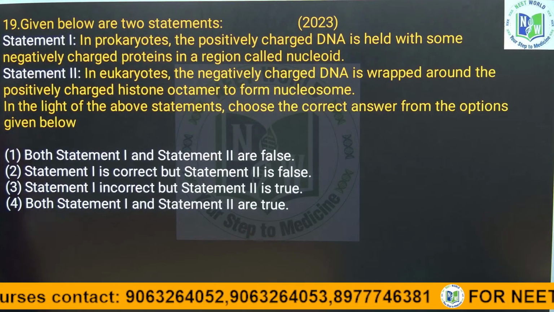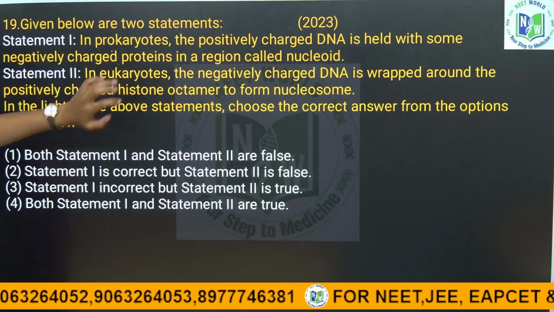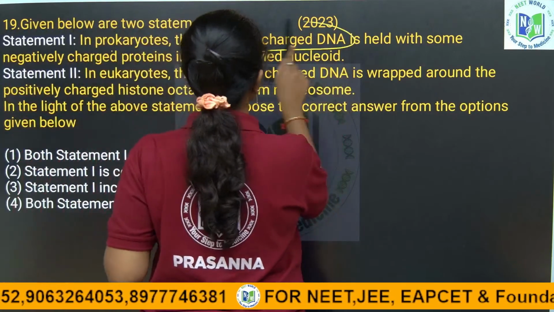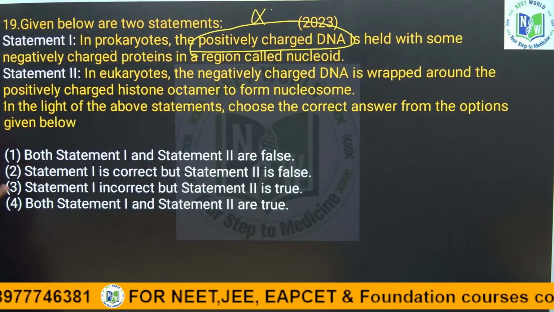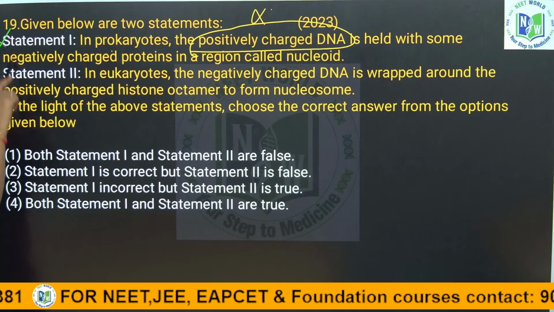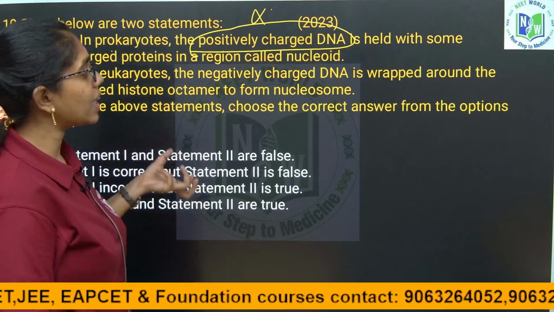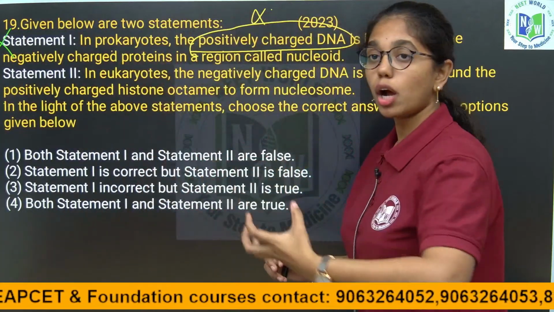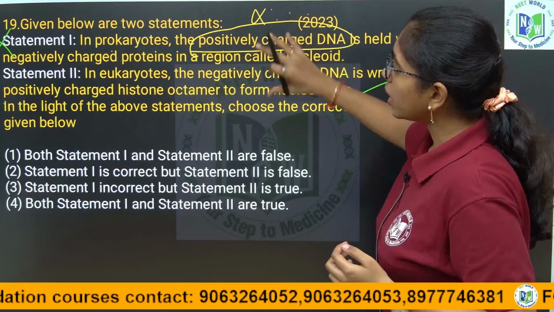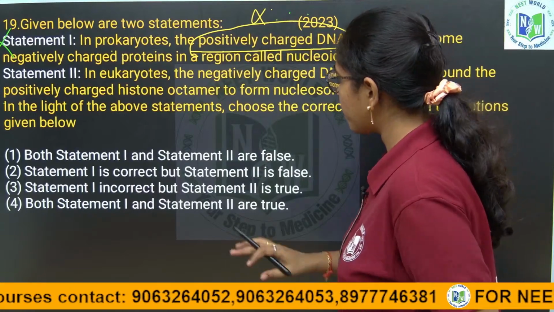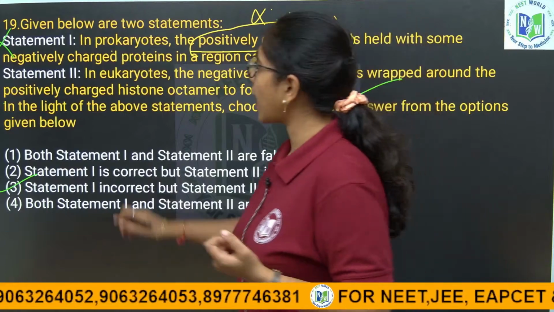Statement 1 says that in prokaryotic cells the positively charged DNA. Here itself it is wrong, because DNA is never positively charged, it is negatively charged. So statement 1 is wrong. Statement 2 says that in eukaryotes the negatively charged DNA is wrapped around the positively charged histone proteins. Yes, this is true. Statement 1 is wrong and 2 is correct. Option 3 is the correct answer.